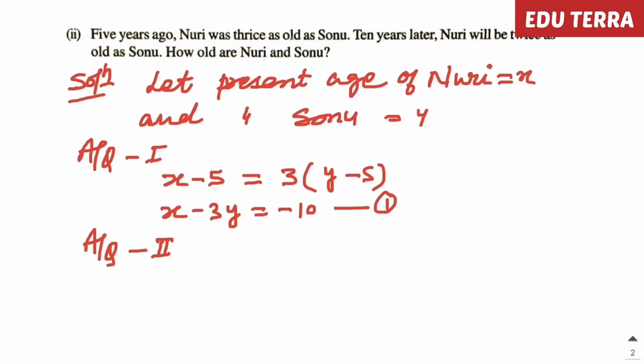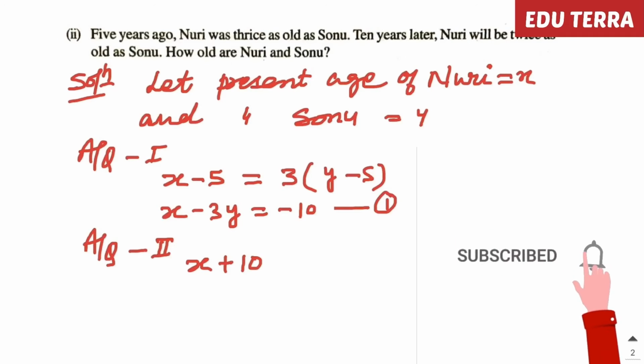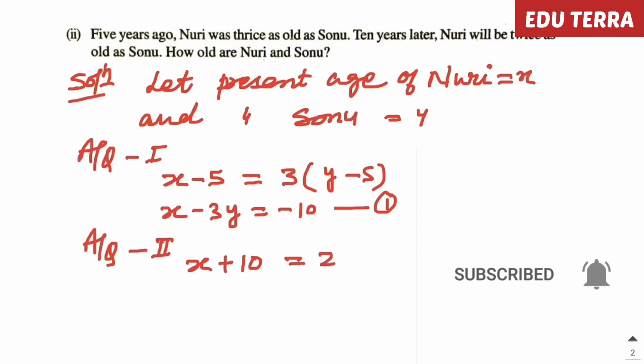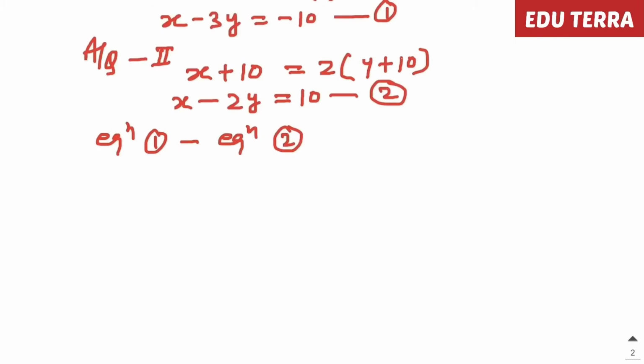Again, according to question condition 2, 10 years later, it means after 10 years, so Noori will be x plus 10, and Sonu will also be y plus 10. So Noori becomes twice as old as Sonu. So multiply by 2 to the Sonu's age, y plus 10. Open and solve. You will get it is number 2. So here we have to use elimination method. Let's see how to solve. So subtract it like that.